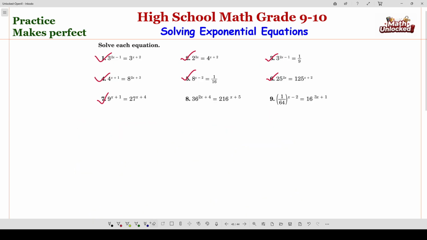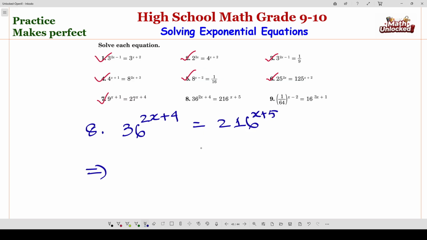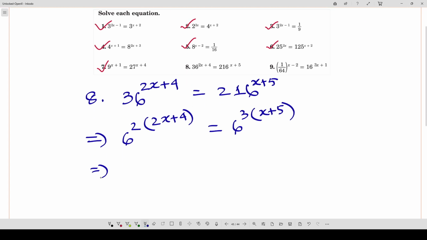Question 8. 36 to the power 2x plus 4 equals 216 to the power x plus 5. So the bases are not the same, but we have a way to make them the same. How? This 36 we can write as 6 squared, and here is 2x plus 4, equal to 216, and 6 can be written as 6 to the power 3, and here is x plus 5. Now our bases are the same.